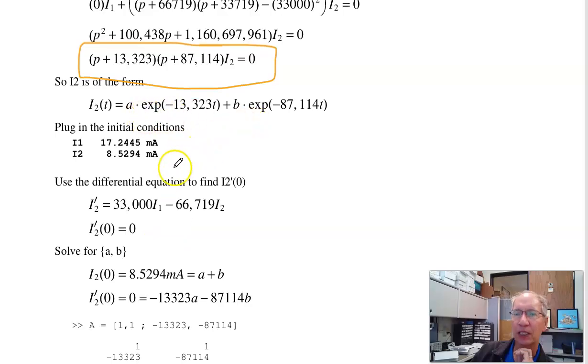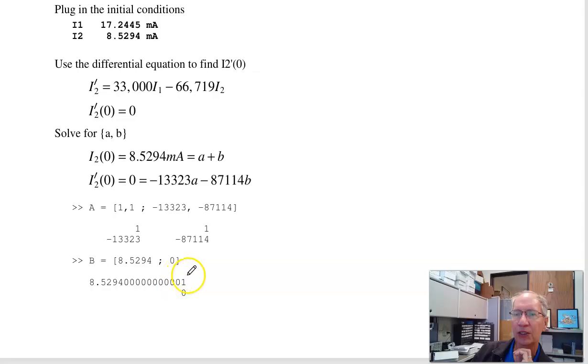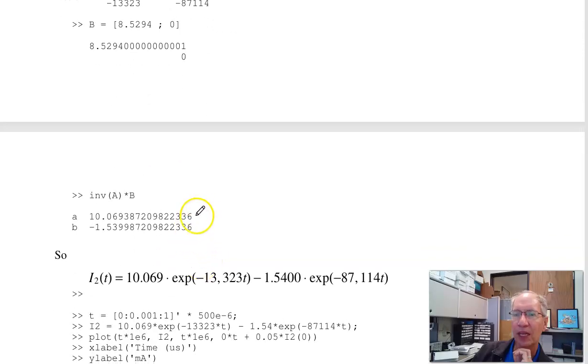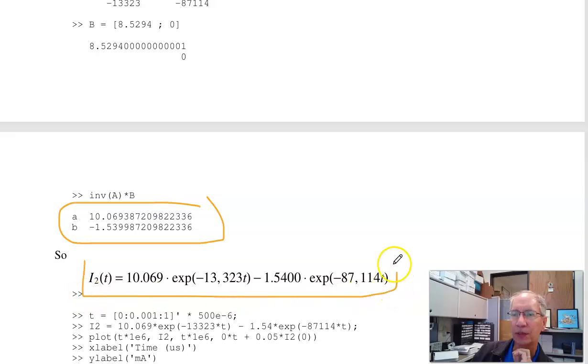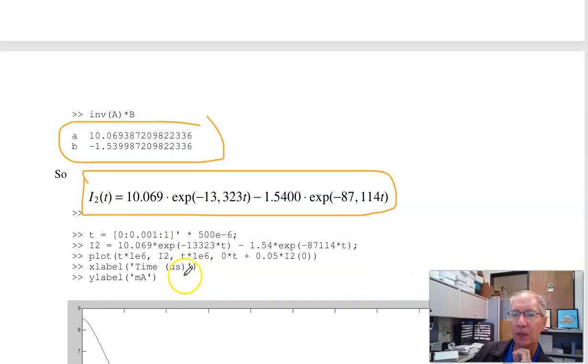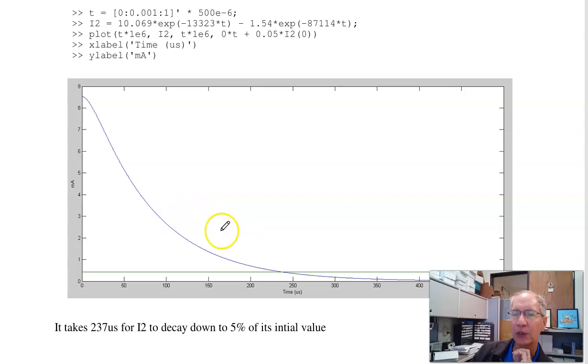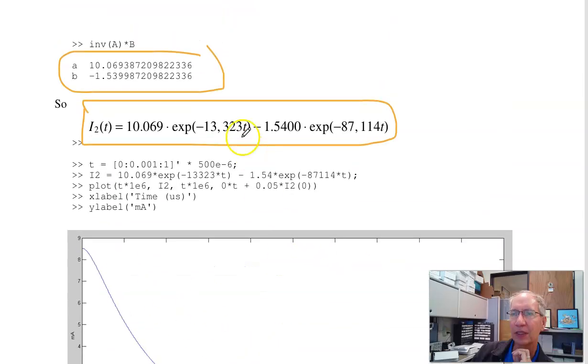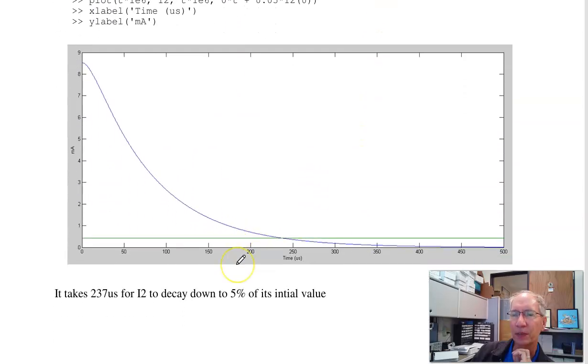Here's I2 of t. Plug in the first initial condition: I2 of 0 is 8.52 milliamps, and I2 prime of 0 is 0. Two equations, two unknowns. Solve for A and B. And again, here's A and B, meaning this is I2 of t. If I plot it, here's what I2 of t looks like. It starts at 8.19 milliamps and then decays according to this equation.